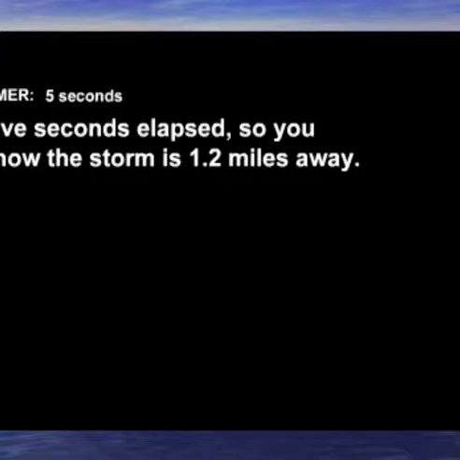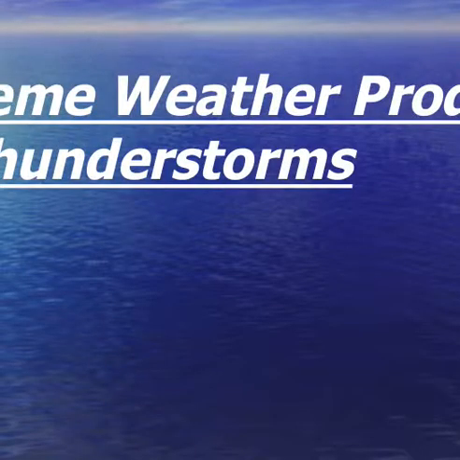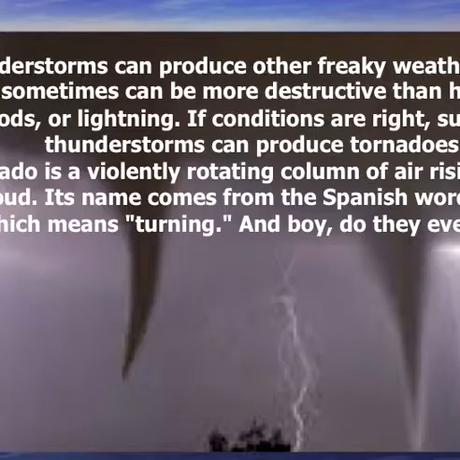Now, thunderstorms could be just a major thunderstorm or a minor thunderstorm, but sometimes when they're so severe, it could produce extreme weather. Some extreme weather that could come from a thunderstorm would be a tornado. Now, I'm going to read this to you, but I do not want you to write this, even though it says describe. We're going to break this down. So thunderstorms can produce other freaky weather events that sometimes can be more destructive than hail, flash floods, or lightning.